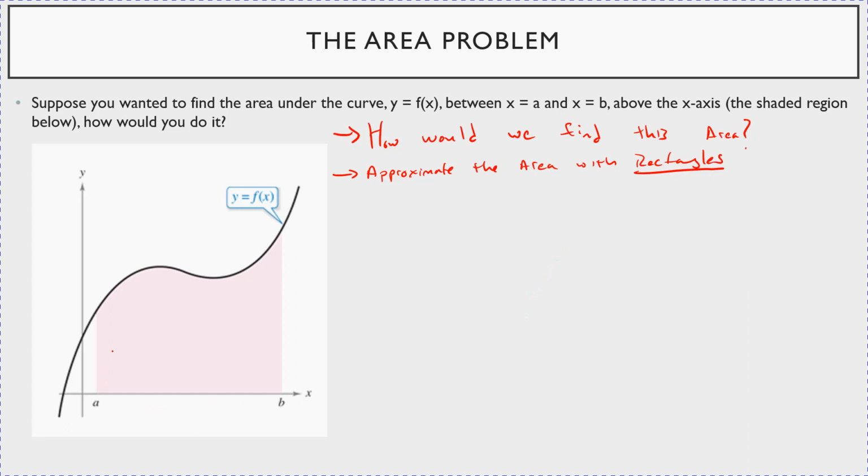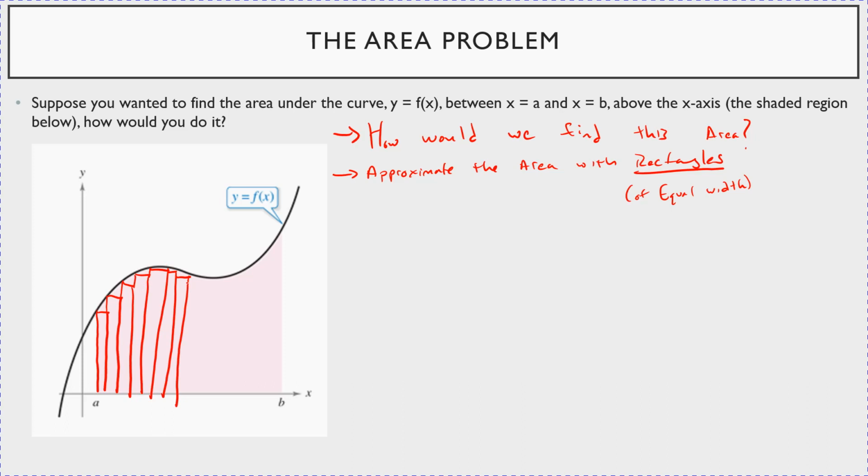I'm going to just draw some rectangles, okay? And these rectangles are going to be of equal width, at least to start here with these initial ones, okay? And now watch. Imagine that I drew this so that they're all equal width, just so you get the idea, okay? And you can see what's going on here, right? I'm getting a good approximation for the area, okay, with these rectangles. This last one's gonna be a little off, but you get the idea.